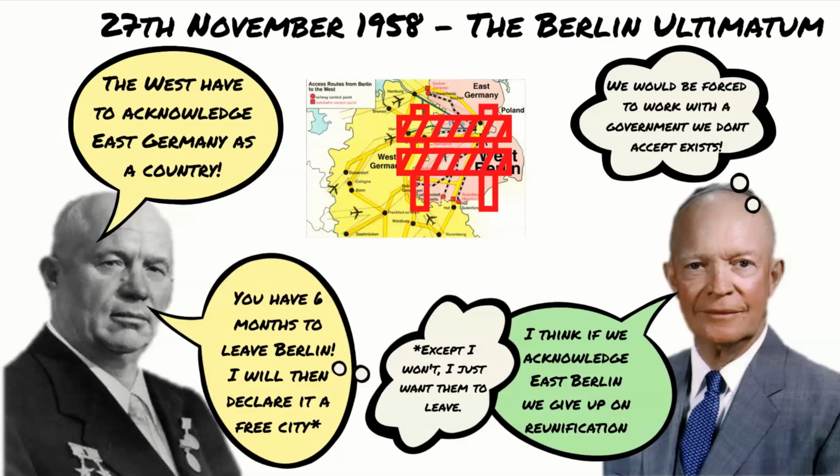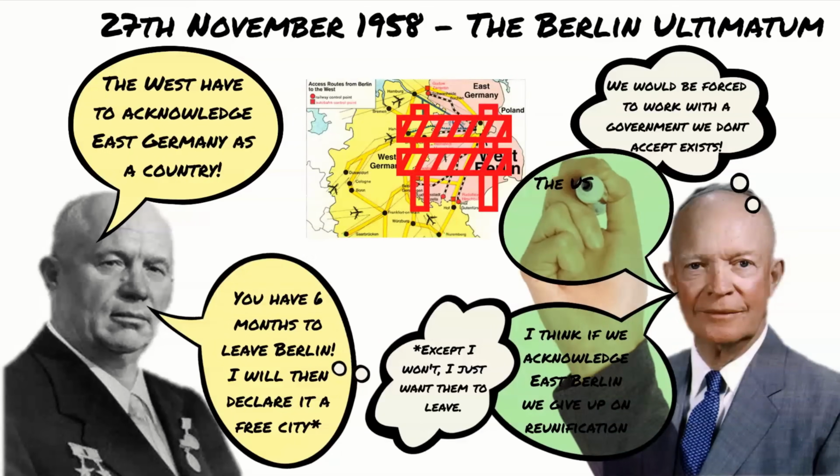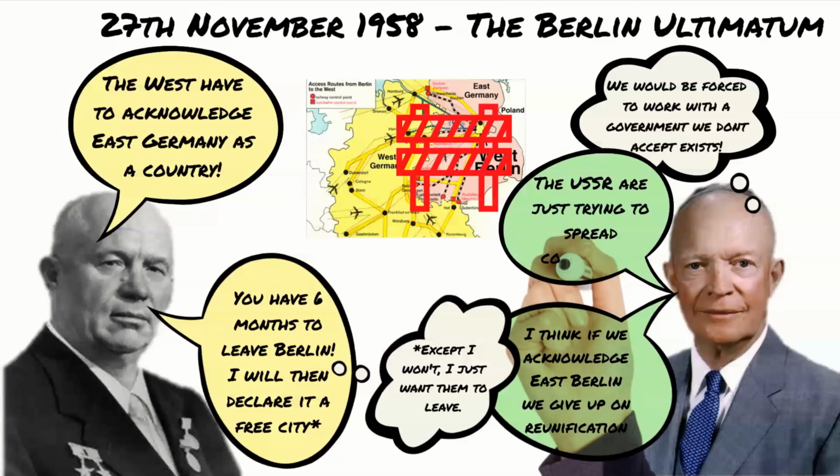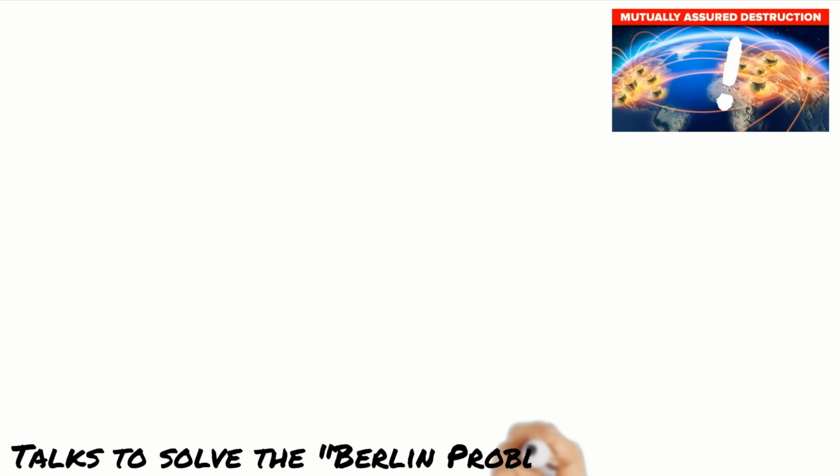The West were outraged by Khrushchev's ultimatum. The USA saw this as another example of the USSR trying to spread communism. However, Khrushchev believed he had no choice but to try and stop the brain drain. You will also remember that both sides wanted to avoid a war due to the threat of MAD, mutually assured destruction. So, between 1959 and 1961, a series of talks were held with the aim of solving the Berlin problem.